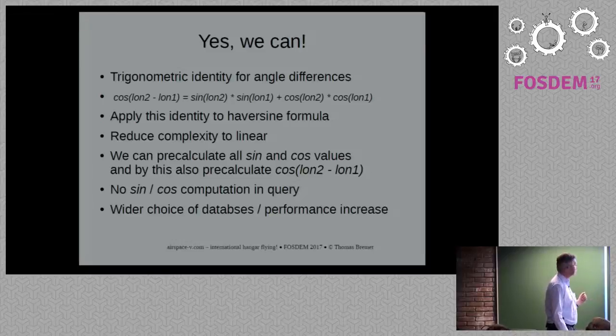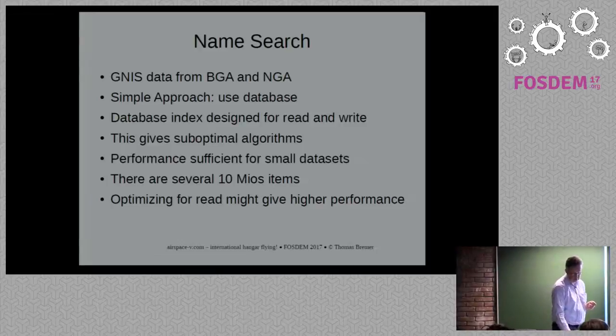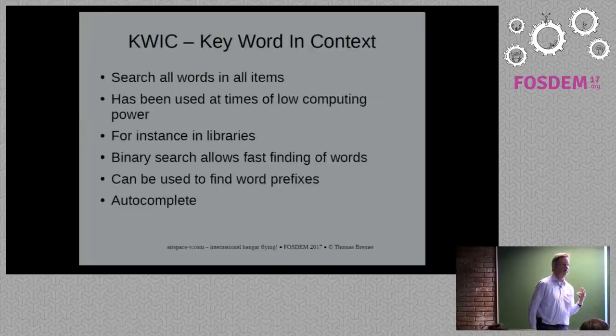Well, then, the final point was the name search. I'm using the Geographic Names Information System of the NGA. It's American, originally a military data set, and it has several 10 million items in it, which is quite a lot. And databases typically are slow on these sizes of data. So there is some optimization built in on this website that I use: a large file is used with all the entries in it, and the KWIC system.